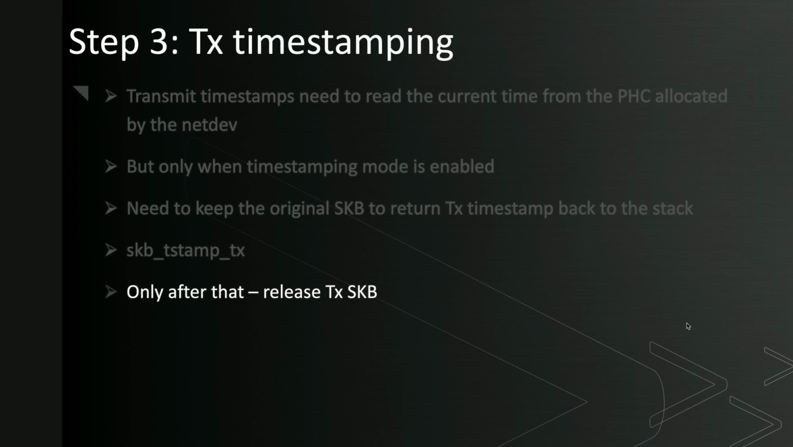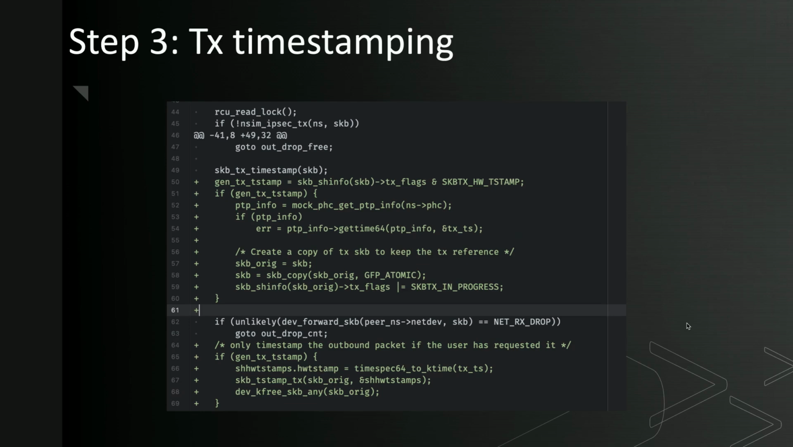And after all those actions, we are ready to release our TX SKB. How does it look from the code perspective? As you can see, if we want to do a timestamp, we are getting access to the PHC info structure. Then we are reading the value from the PHC, and it's in the line where we are doing the get time.